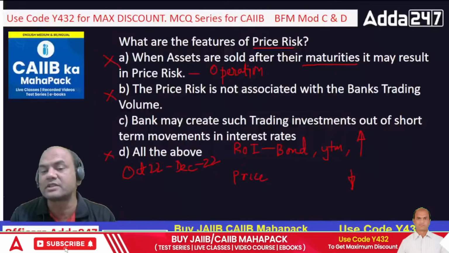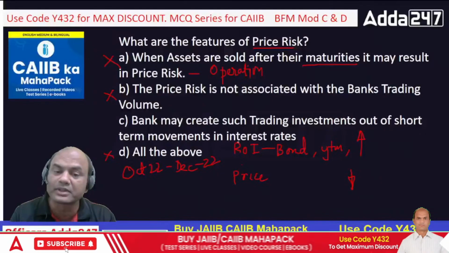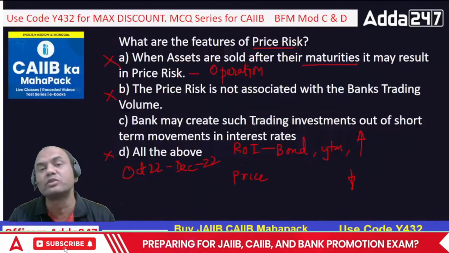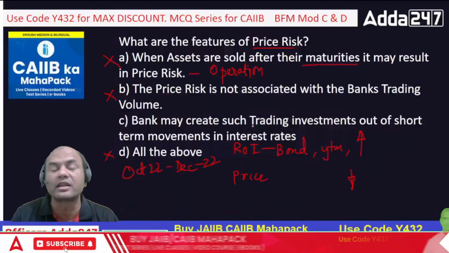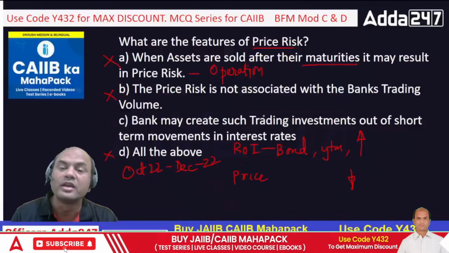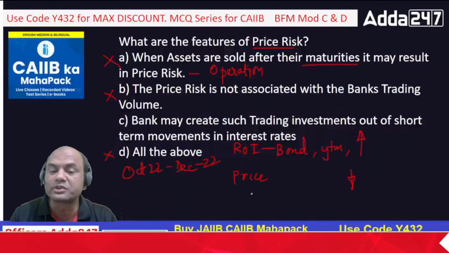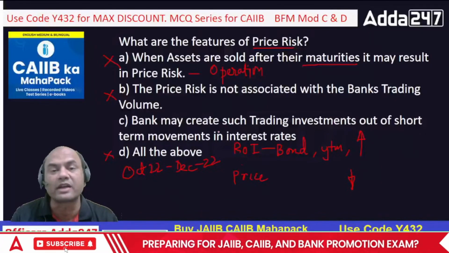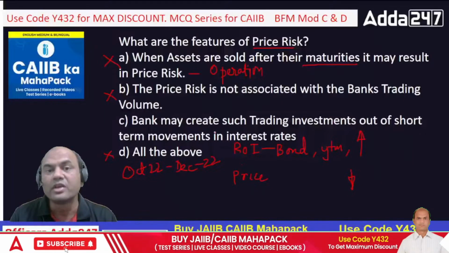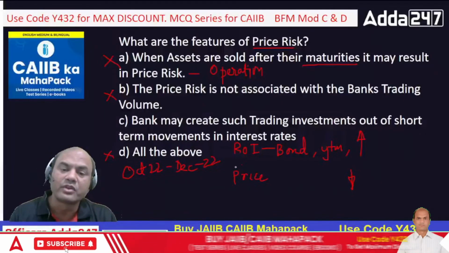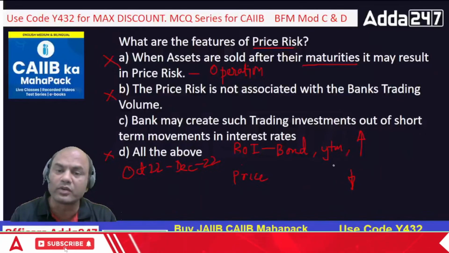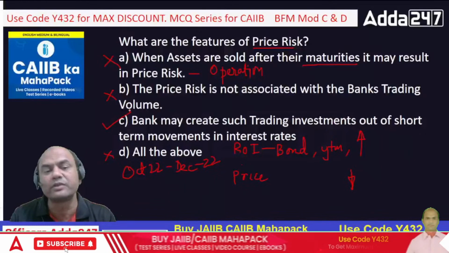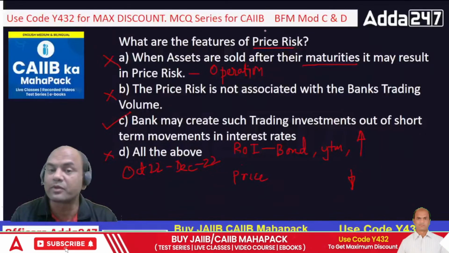Bank may create such trading investments out of short-term movements in the interest rates. So price risk will also give rise to the earning part of the bank. If the prices of the bonds go down, the bank may grab these opportunities and get the bonds right now in their favor. So they'll buy the bonds at that time. When the interest rates later fall down and prices move up, the bank will sell them, earning the profit. So the answer is C over here. Understand the concept of price risk.